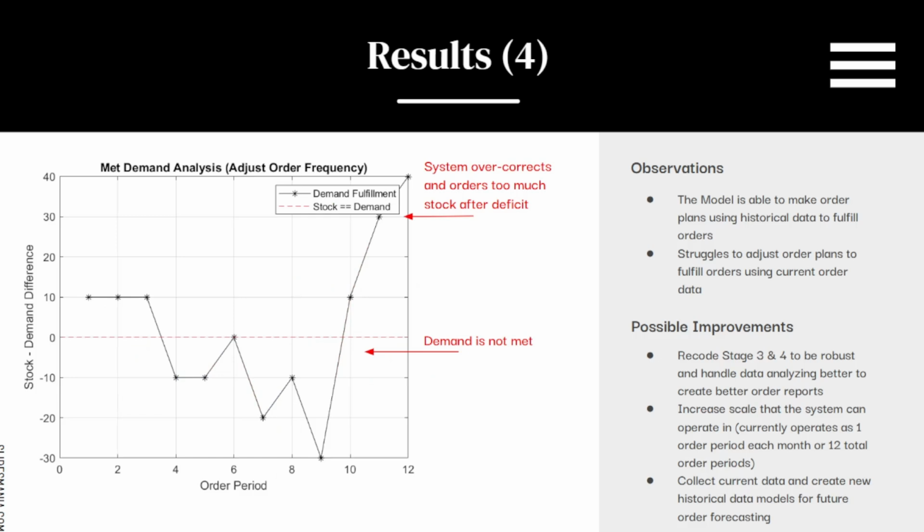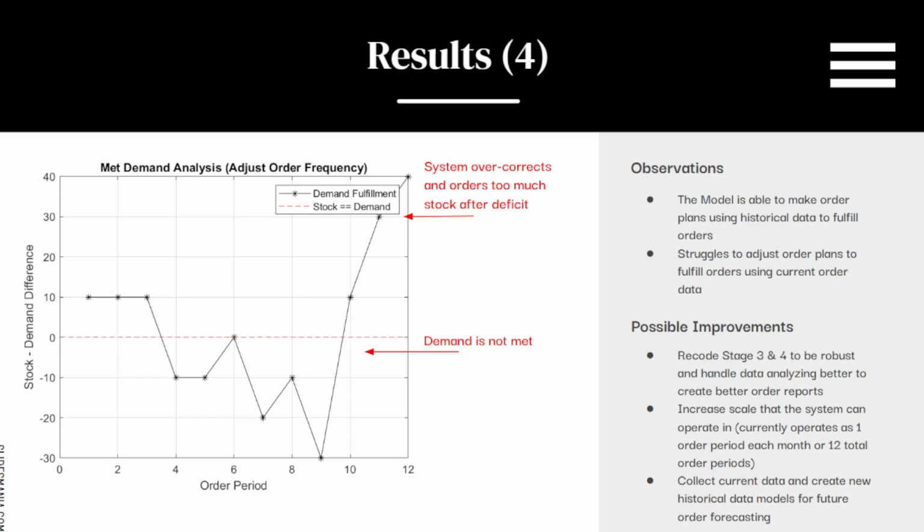So what are the results? As we talked about previously, we had a bit of an overcorrection in this specific graph, and below this red line our demand isn't met. But what do we get out of this? We're able to make a basic order plan using our historical data to fulfill orders, and it's a good start for creating a demand forecasting system.